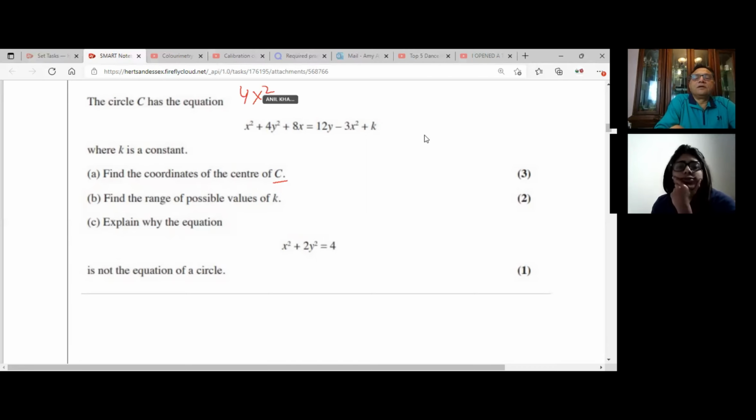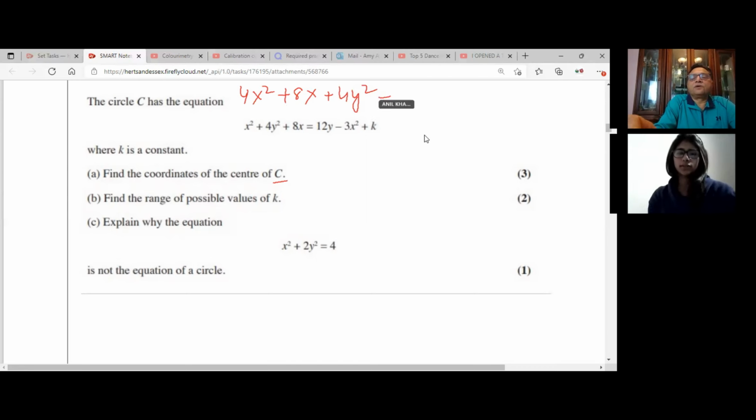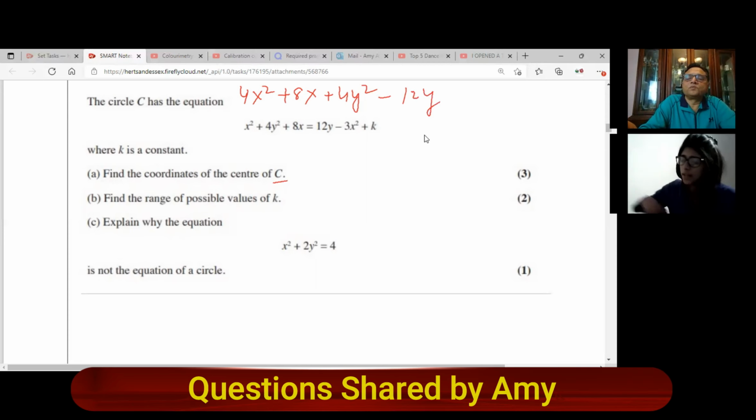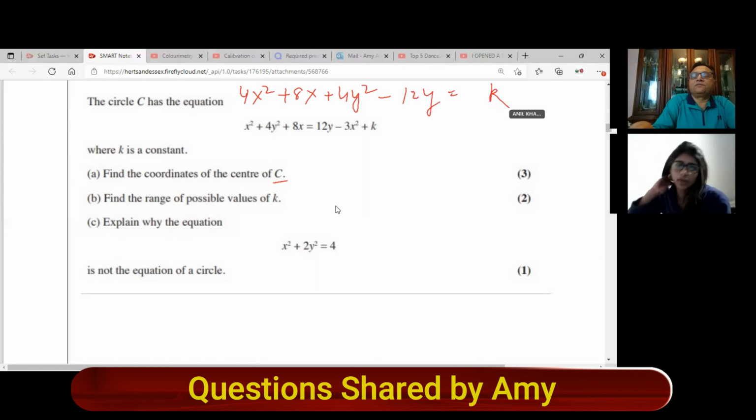So we get 4x squared plus 8x. And as far as y is concerned, we get 4y squared minus 12y, and the constant term is k. Then we divide it all by 4. Doesn't matter, we can keep k here also. Divide everything by 4, that's good, since 4 is common.